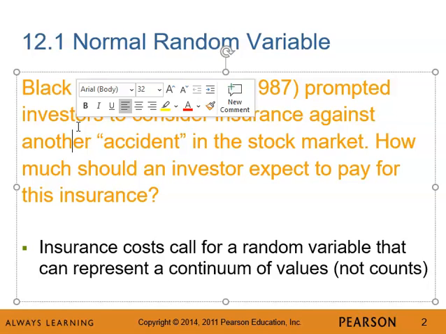So how much should an investor expect to pay for this insurance? Your driving record affects your car insurance premium, right? The same logic applies to insurance for stocks. If there is a significant chance that the market will take a dive, then insurance costs more.